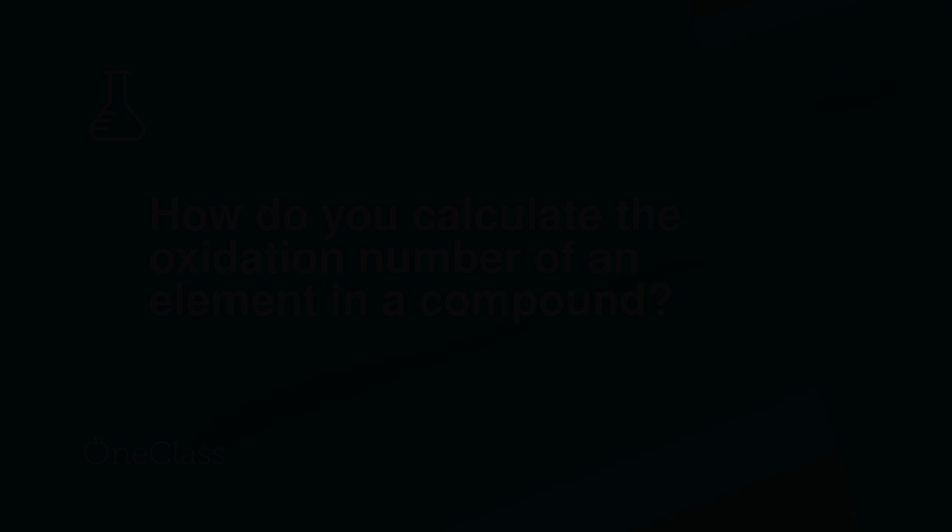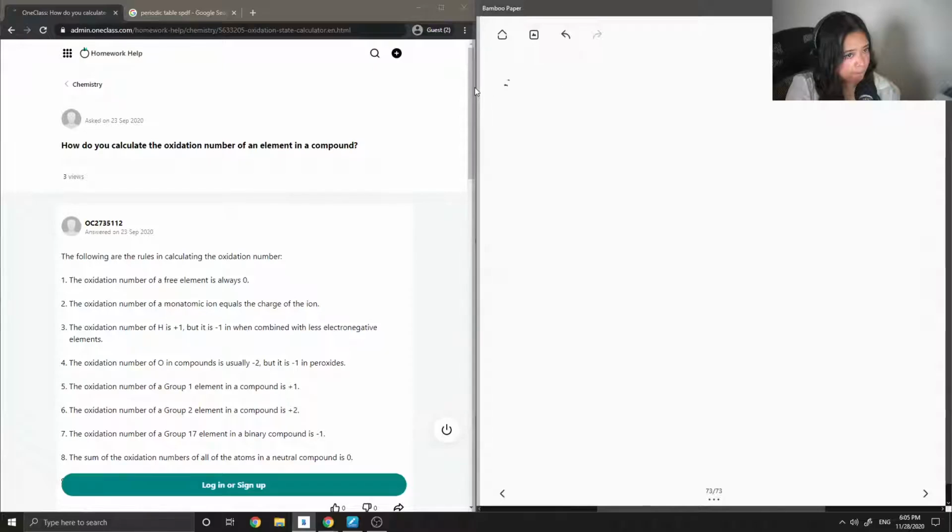Number 8. So question 8 asks, how do you calculate the oxidation number of an element in a compound?